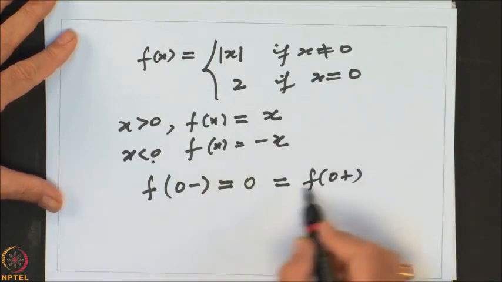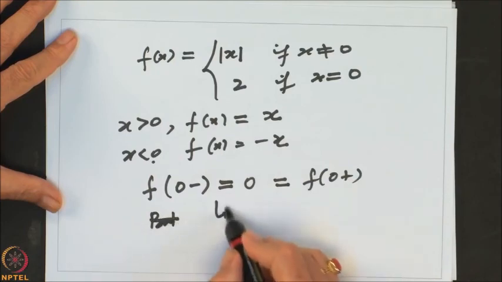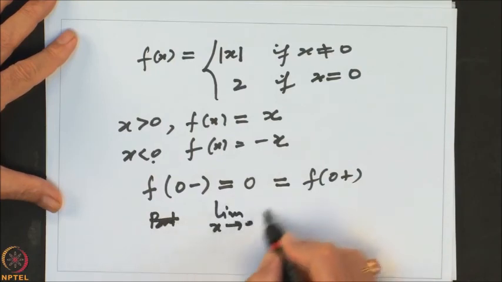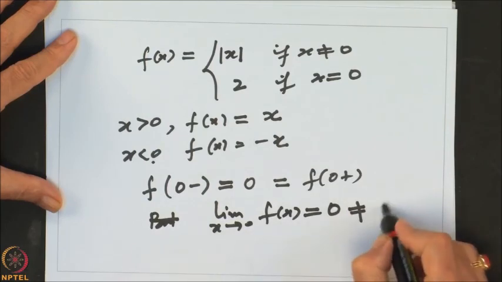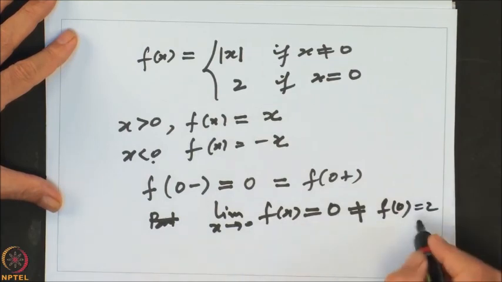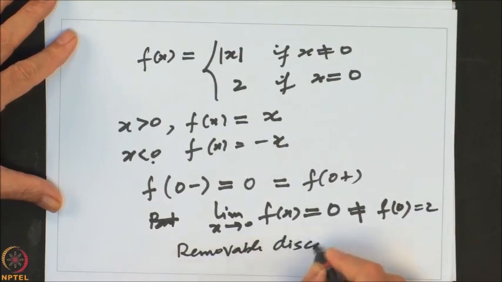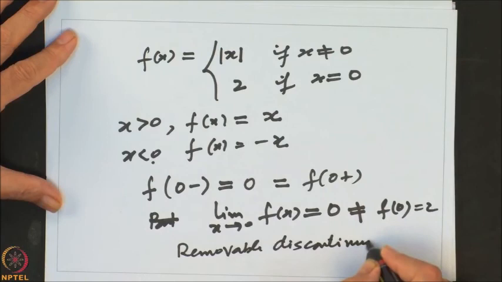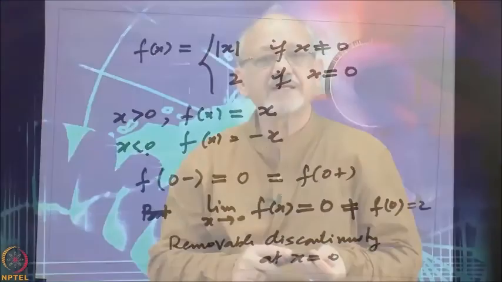So, the left limit exists, the right limit exists, that means the limit as x goes to 0 of f(x) exists and is equal to 0, but not equal to f at 0, because that value is equal to 2. But I can forget that value. So, it is a removable discontinuity at x equal to 0. So, this function has a removable discontinuity at the point 0.